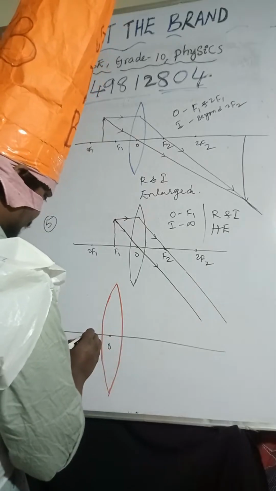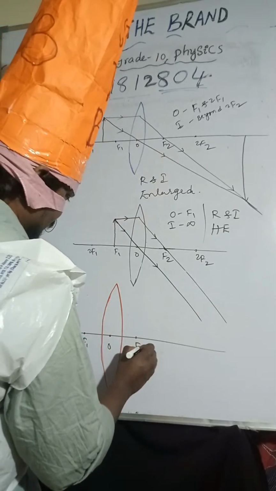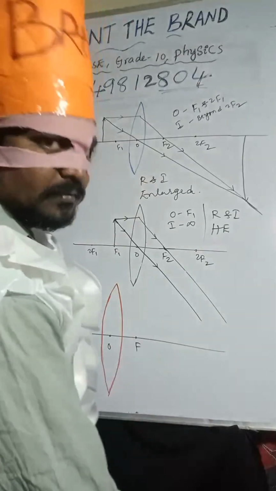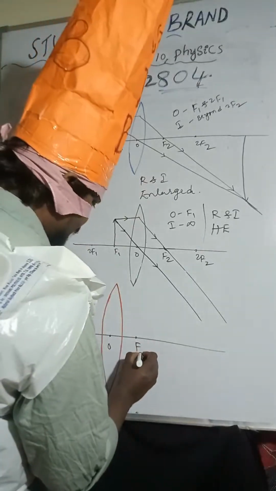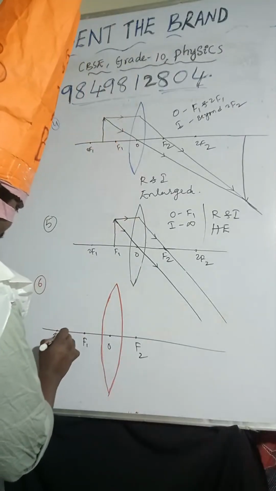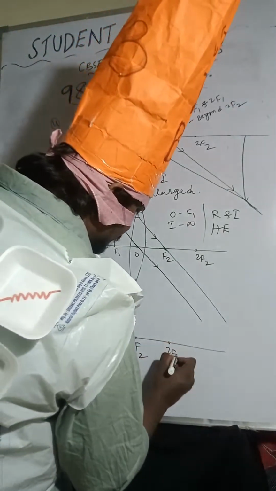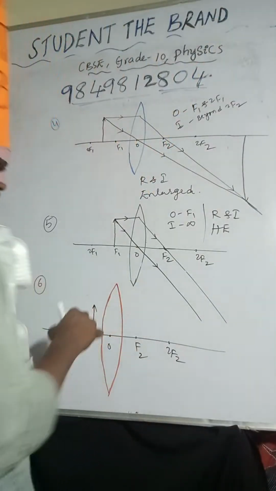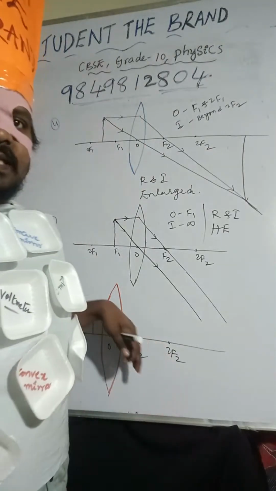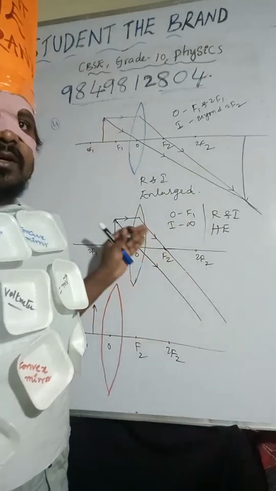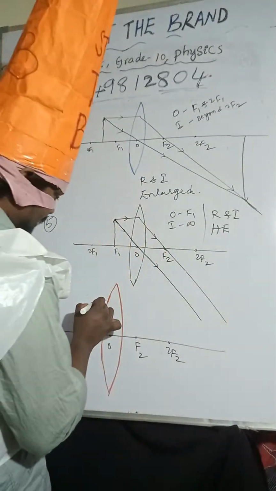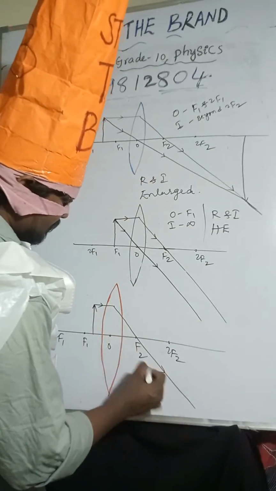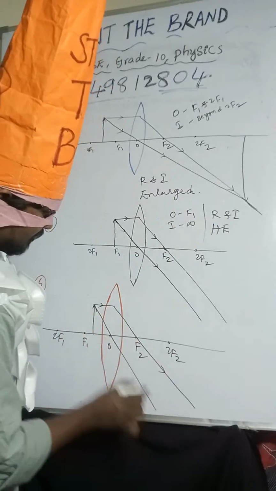Optic center, f1, f2. So here f1, here f2, here 2f1, 2f2. Okay, object is placed between f1 and O. So image will form. One light ray I am taking like this. So it passes through focus. So another light ray is passing through optic center.